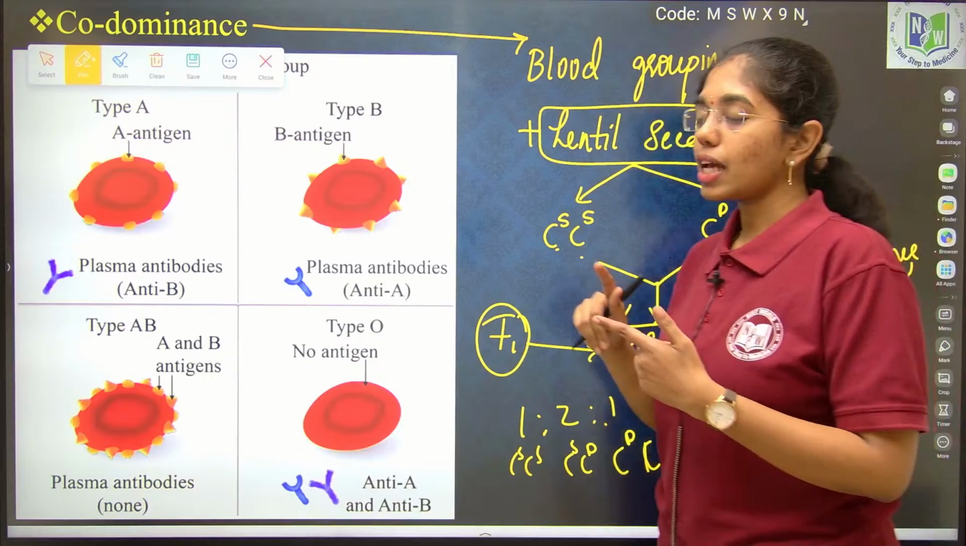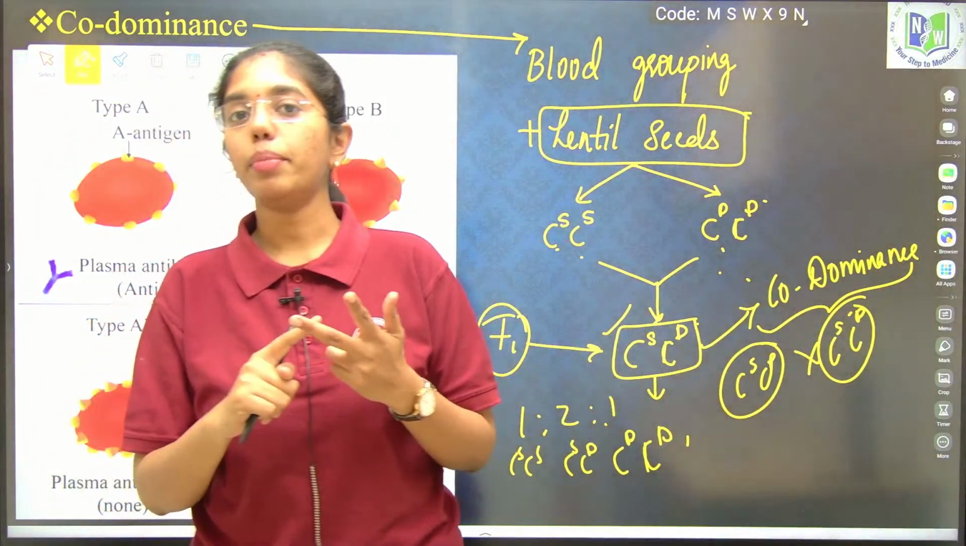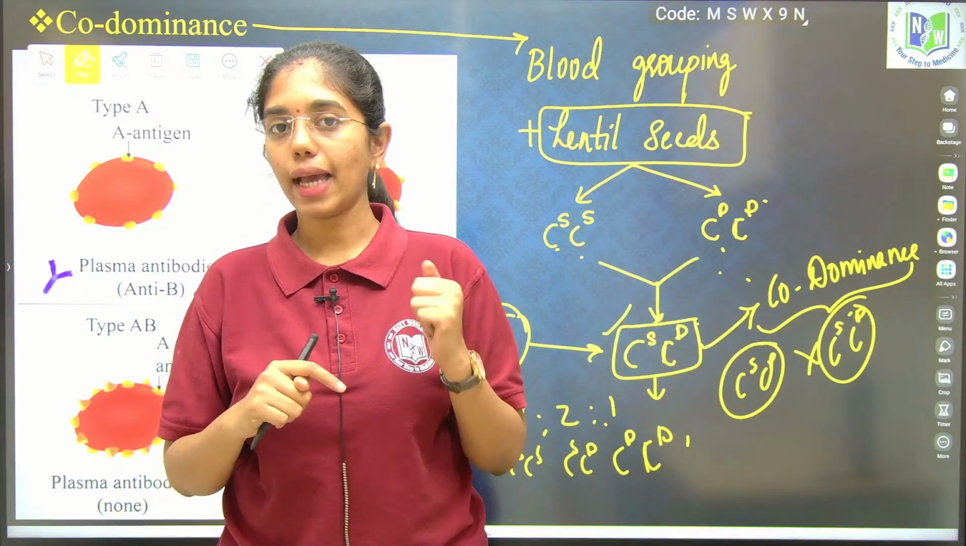In our next class, we will learn the example of ABO blood grouping, followed by multiple alleles, pleiotropy, and then we will also look into dihybrid cross. Okay.